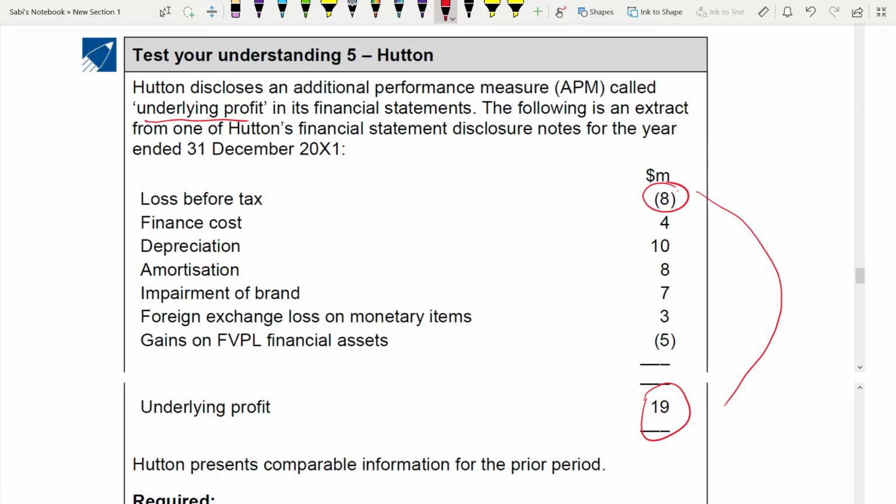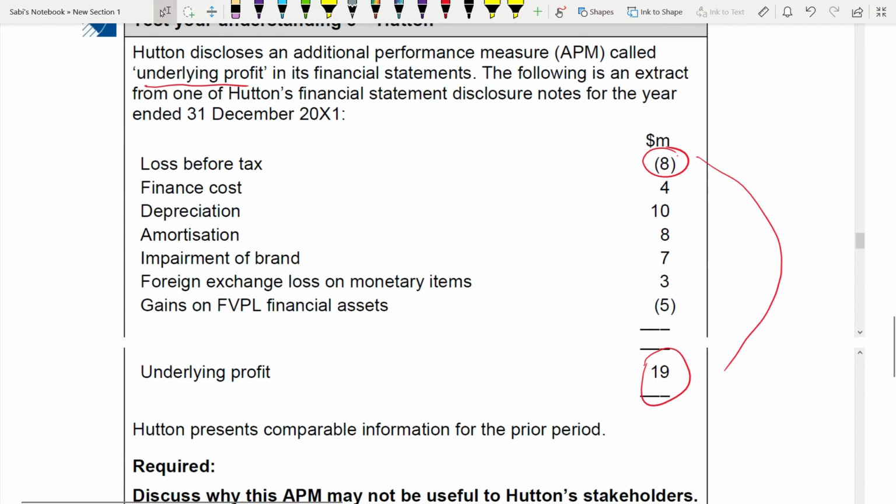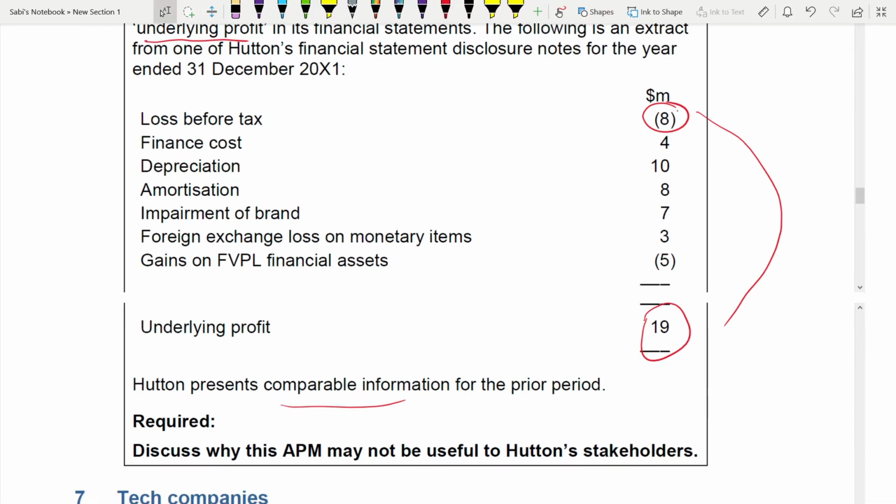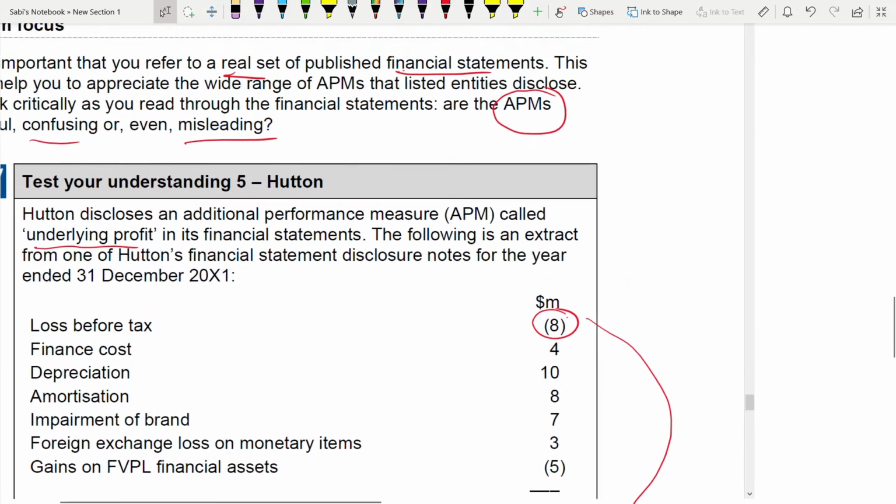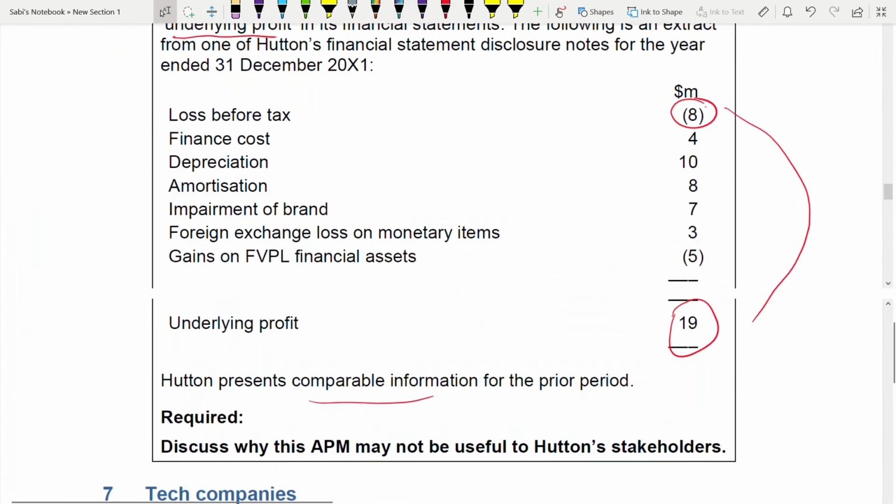They also present comparable information for the prior period. Now, what are you required to do? Discuss why this APM may not be useful to Hutton stakeholders. This is the exact type of question you can expect in your SBR also. Here they didn't give you marks because this is from your Test Your Understanding, but in your exam you will be given marks. So based on your marks, you will know how much to write.